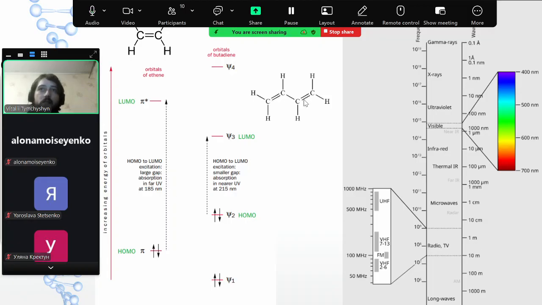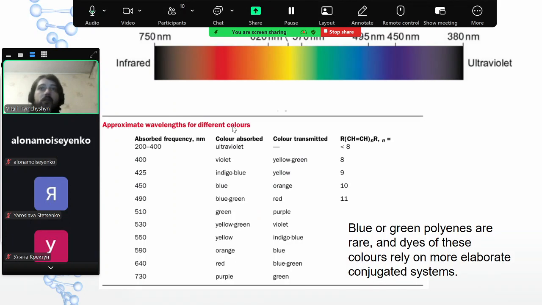When we add this sort of conjugation, we are decreasing the gap between HOMO and LUMO. So now, just getting from ethene to butadiene, we are able to change this gap from 185 nanometers to 215 nanometers. I hope you remember, the longer the wavelength of the light, the lower the energy. So now we can have this transfer of the electron with just 215 nanometers. And we can go even further.